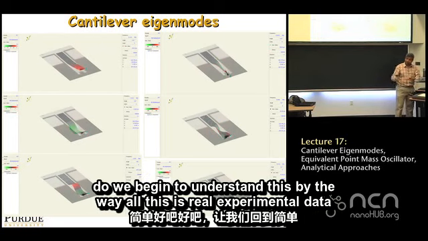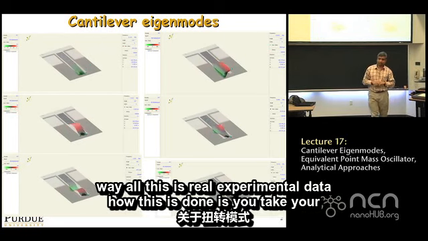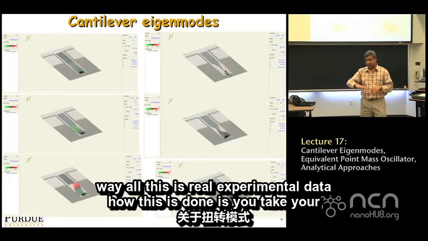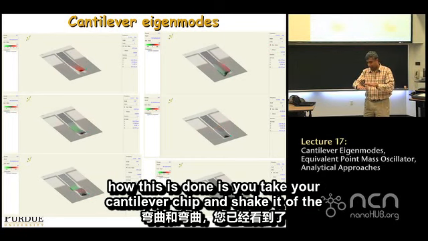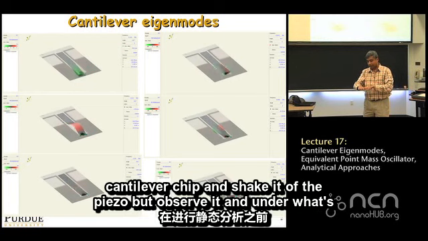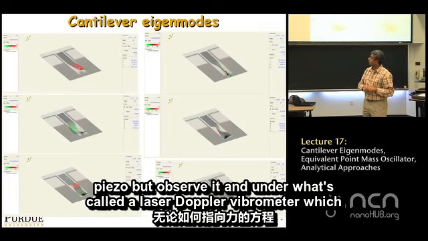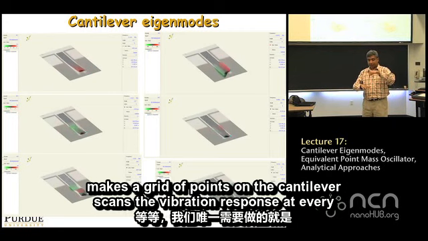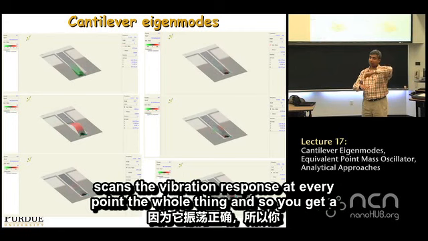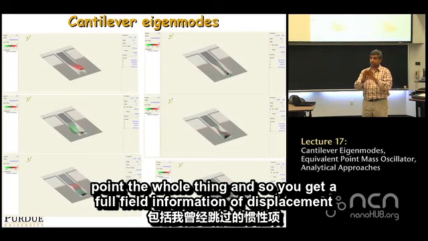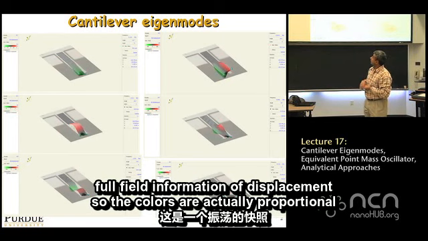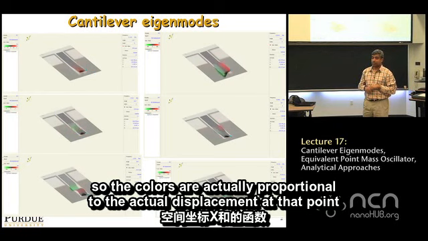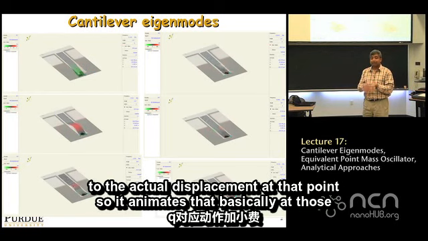By the way, all this is real experimental data. How this is done is you take your cantilever chip and shake it with a piezo, but observe it under what's called a laser Doppler vibrometer, which makes a grid of points on the cantilever, scans the vibration response at every point of the whole thing, and so you get a full field information of displacement. So the colors are actually proportional to the actual displacement at that point. So it animates that basically at those frequencies.